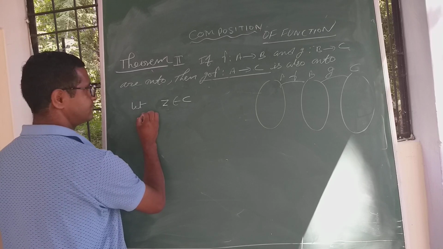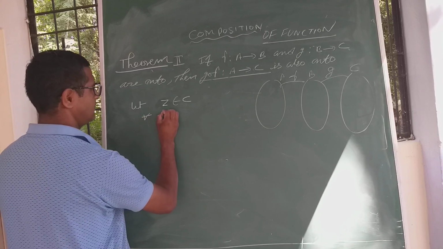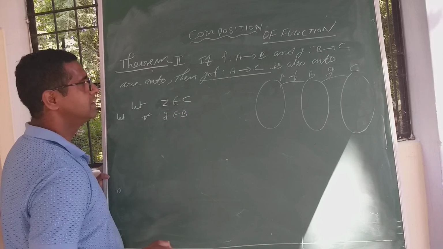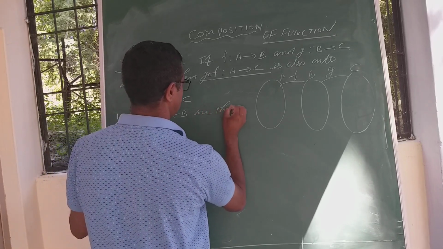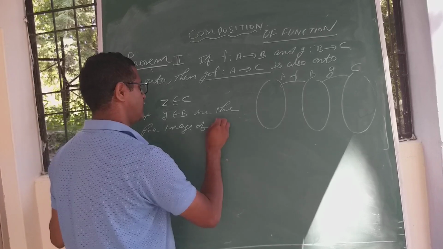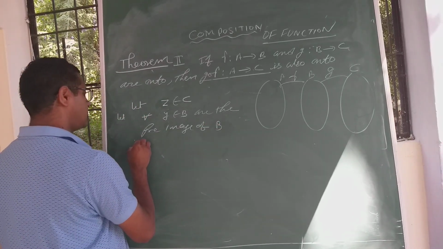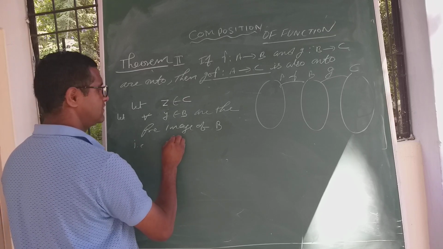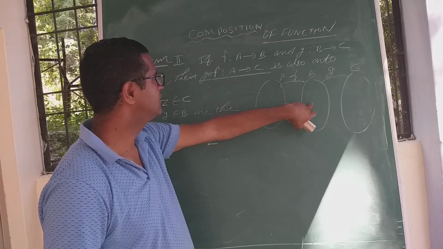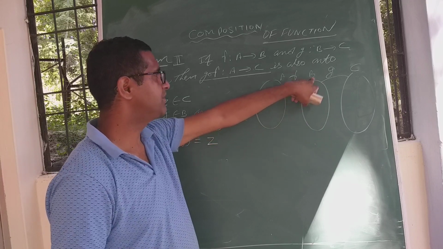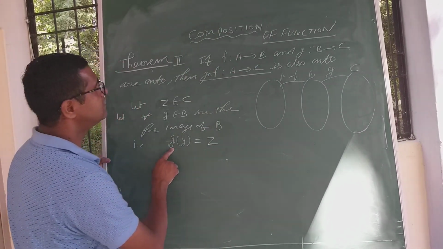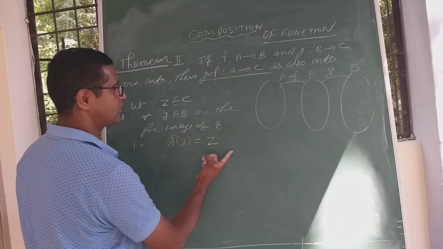For every y belonging to B, let z be the image of y, that is, g(y) = z. This means the images of all elements of set B are in set C. Since we are given that function g is onto, g(y) = z.